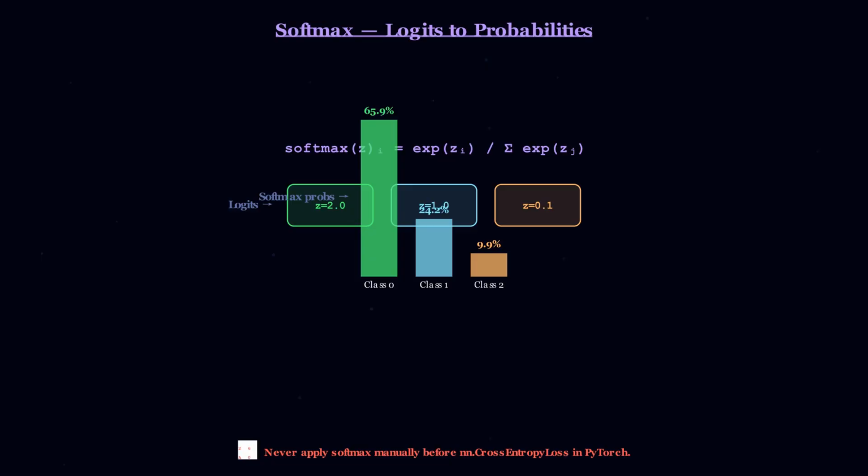In PyTorch, never apply softmax manually before cross-entropy loss. The nn.CrossEntropyLoss function expects raw logits and applies log softmax internally in a numerically stable way. Applying softmax first causes numerical instability and wrong gradients.